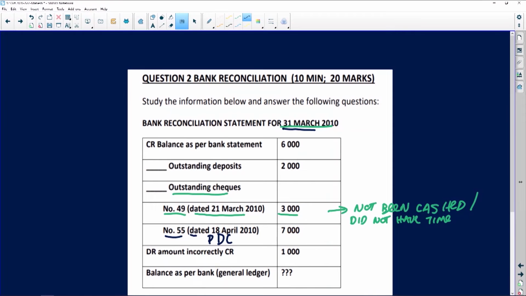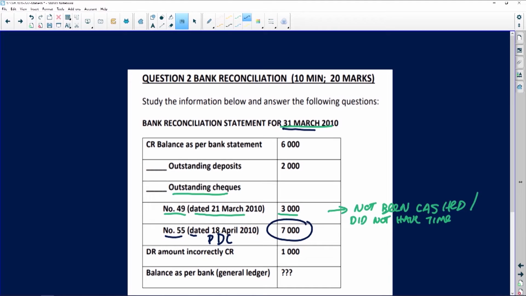So in this particular case, the payee has no option but to wait. They cannot cash the check as yet. So they now need to wait until the 18th of April, and that is when they can go to the bank and cash the check.